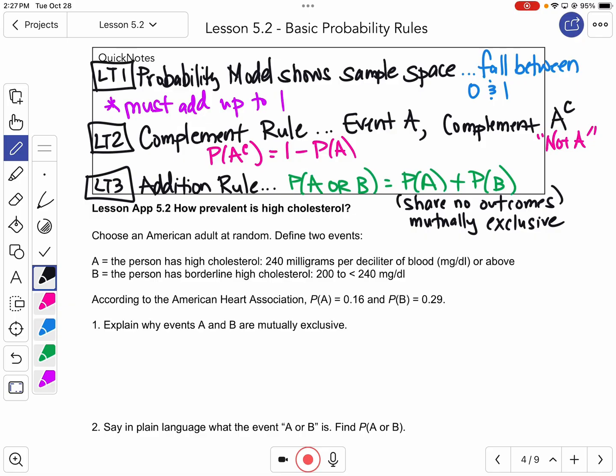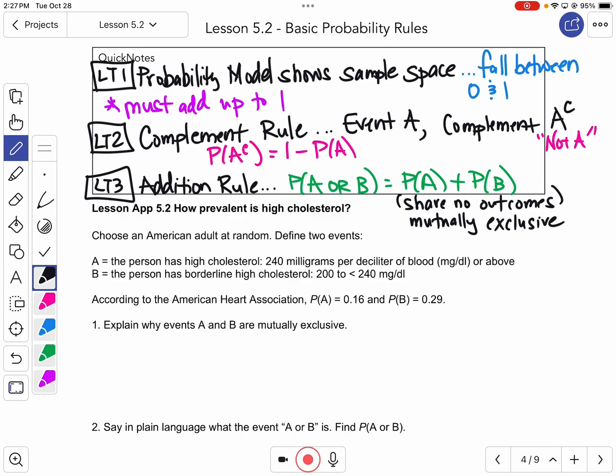All right, I want to work through a couple of things with you guys just to show you some examples, and let's talk through what they are asking in the question, okay? So let's look at this situation. We're talking about American adults and they give me 2 events, okay? Event A, the person has high cholesterol. Event B, they have borderline high, okay? So I have high cholesterol, I have borderline high.